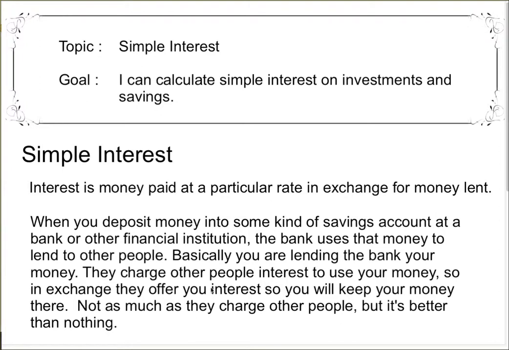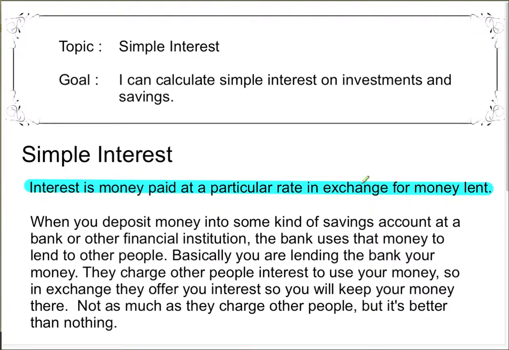Well, what is interest? Interest is money paid. I'm just going to read through this and highlight the whole thing as I read it, but I may expand on a few things. So this says interest is money paid at a particular rate in exchange for money lent. So if you borrow money from the bank, you have to pay them back a little bit more than what they actually gave you in the first place.